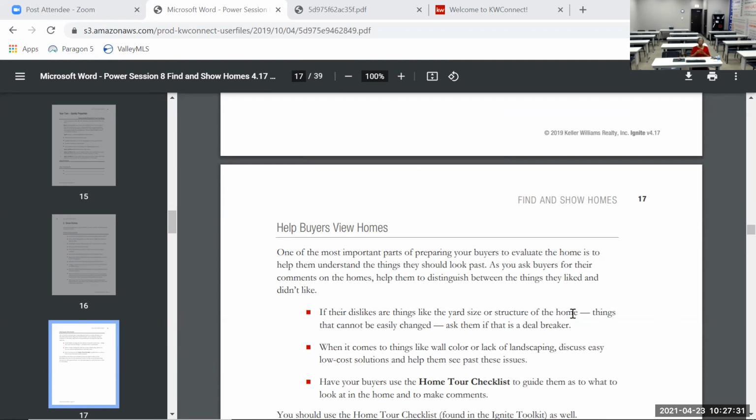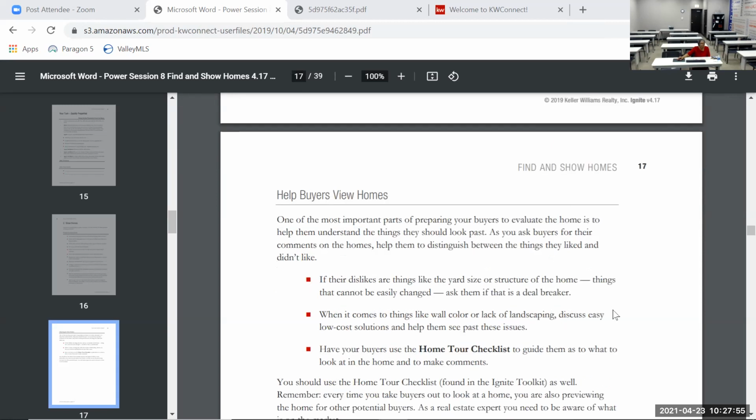Okay, so one of the most important parts of preparing your buyer to evaluate the home is to help them understand the things that they should look past. There are certain cosmetic things. Well, I don't like the color of the wall. Well, you can paint the wall. So that's something you look past because you can paint that wall whatever color you want. That's not an expensive fix.